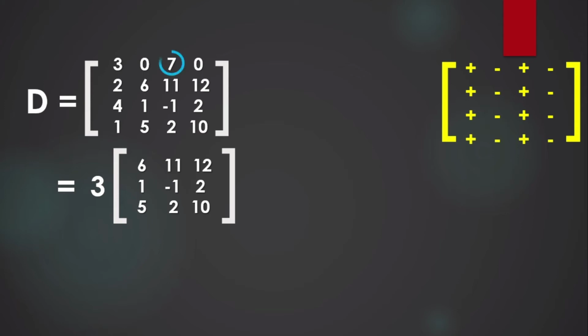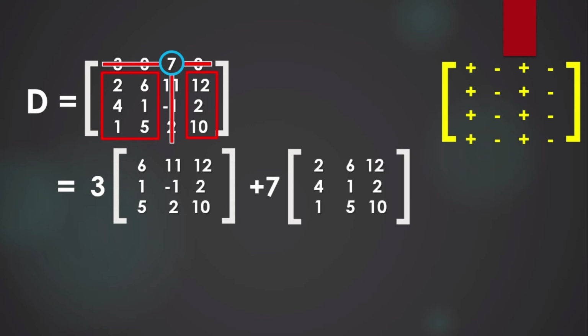So the next is 7. Okay, that fell in positive. So we will use positive sign. So we will add them. Then since it is in row 1, column 3, we will eliminate those row and column. So the remaining will be 2, 4, 1, 6, 1, 5, 12, 2, 10. That will be our 3 by 3 matrix that needed to be multiplied by 7. And since our last coefficient is 0, we don't need to bother anymore. We just need to focus on these two matrices.